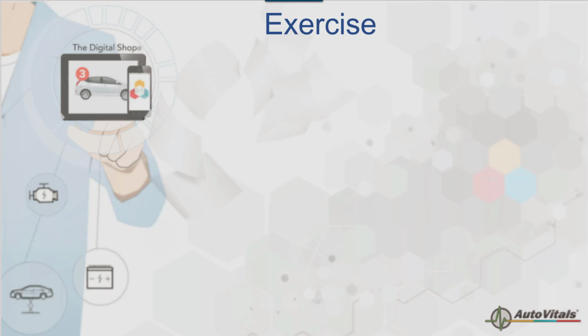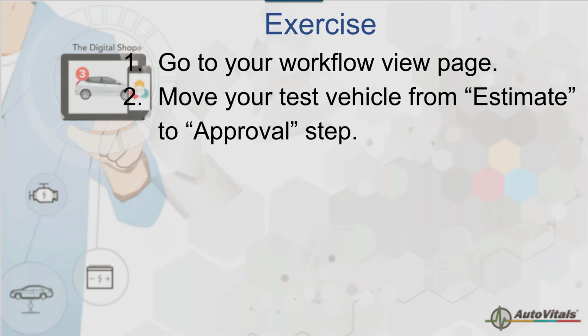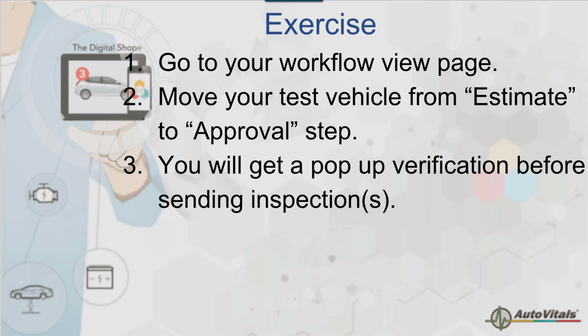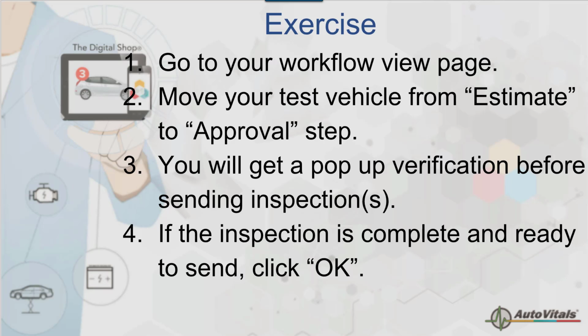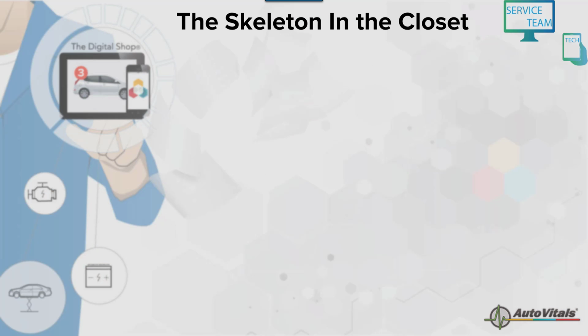So that's the workflow as it goes from end to end. We want to make sure that when you get back to your shop and start working with them, you actually follow the example in a similar fashion. Go through the estimate to approval step, see how it looks, get the pop-up verification before you send the inspection, look at it on your device, see what it looks like, and keep moving on. You'll get the text of your inspection, and again, look it over and do a little quality control assessment in the eyes of the consumer, not the eyes of people that know how to diagnose and repair vehicles.